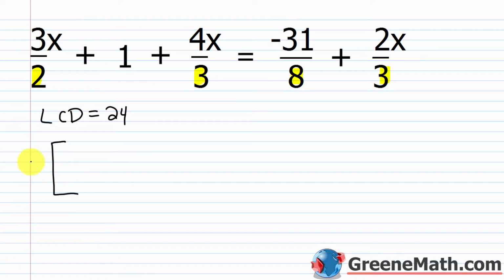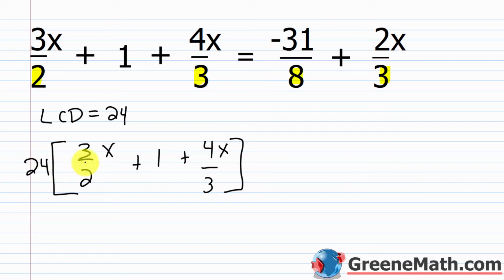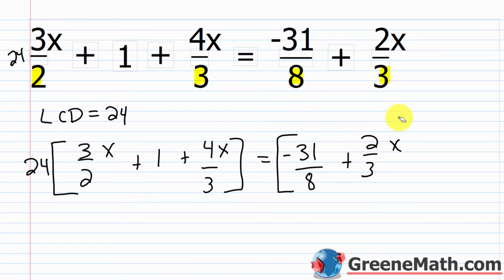So I'm going to put some brackets here. Very important that you use brackets or parentheses because you need to distribute, okay? You need to distribute this value of 24 to each term. I see a lot of students will just write 24 next to this, and then they multiply by that, and then they're done. You need to multiply 24 by every term to make this legal. Okay, so over here, negative 31/8 plus 2/3 x. And we'll enclose this inside some brackets as well.